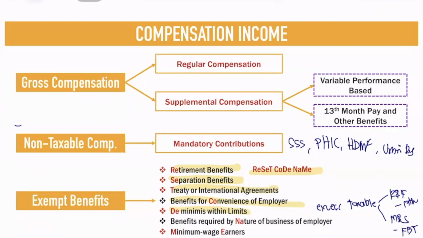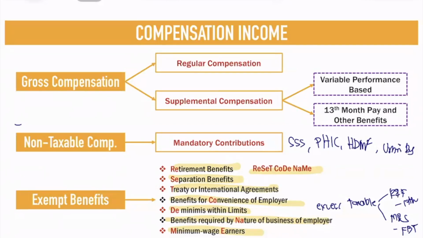Next, we have your benefits required by nature of business of employer. So what are these? Normally, these benefits required by nature are your different necessary expenses that are subject to accounting or liquidation. And since it is subject to accounting or liquidation, it is not really an income, it is more of an expense. And since it is more of an expense, then it is considered an exempt benefit. Next, we have also your benefits of minimum wage earners. It is considered exempt benefit.